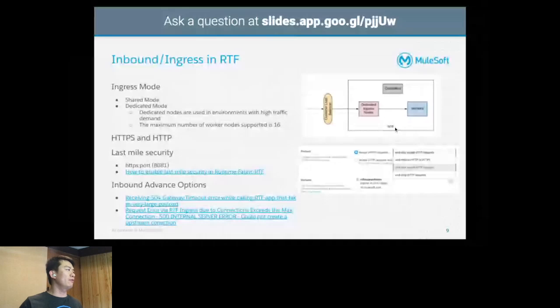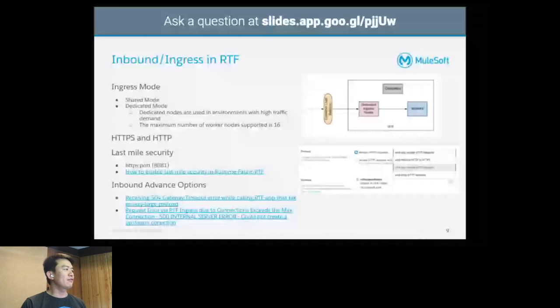When we first released the Ingress, and for a long time, it only supported HTTPS, and now it supports HTTPS and HTTP. And it makes sense because after the customer load balancer, we consider the environment an internal environment. It's secure, so we can use HTTP. If you don't have a security requirement, we can just use HTTP. It has less overhead on the system, and the Ingress can serve a higher volume of traffic. Then the last mile security, as I said, is on port 8081.